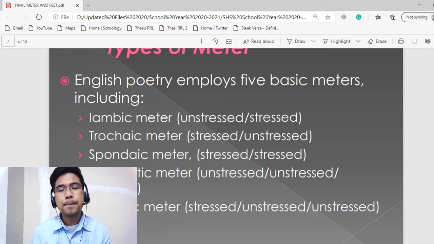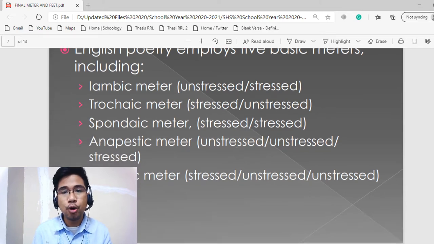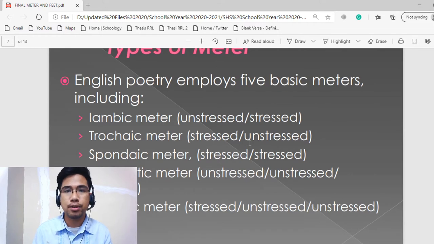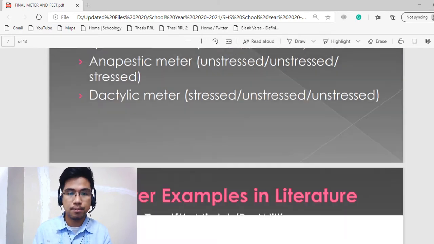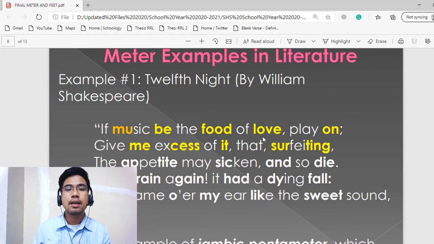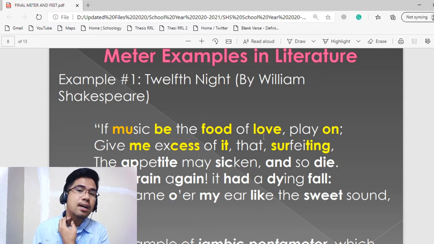Now let's have some examples of poems which contain these particular meters according to sound pattern, and we will also be incorporating what type of meter this particular poem has according to number of syllables. Let's proceed. Example number 1, this is Twelfth Night by William Shakespeare. Let's have this particular stanza.